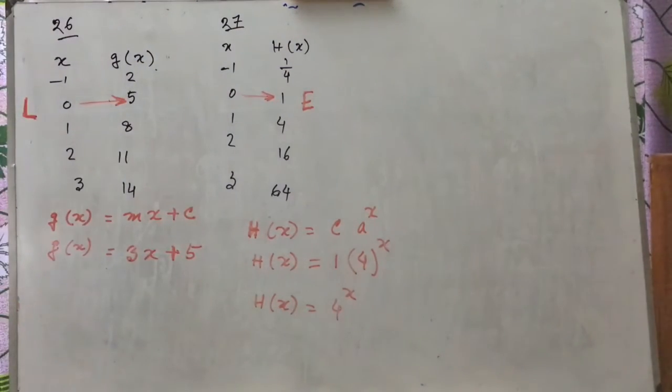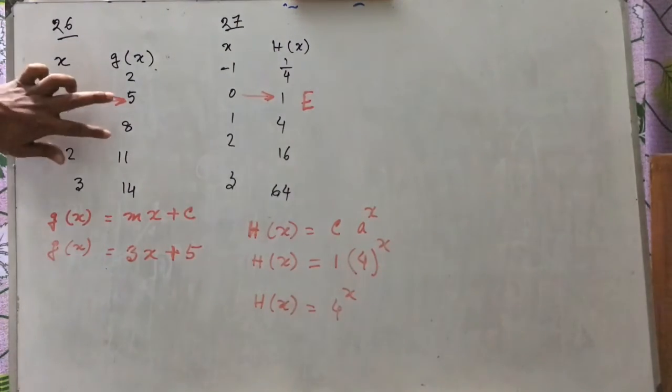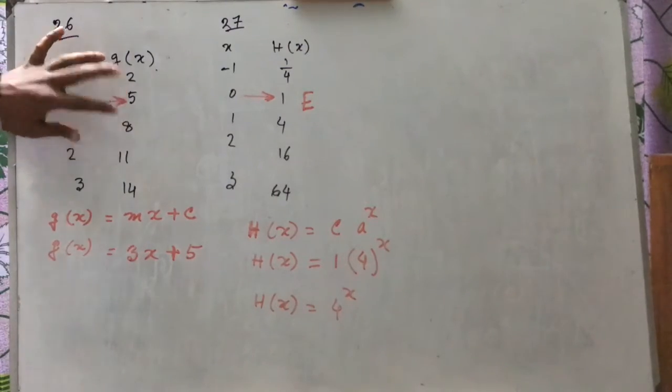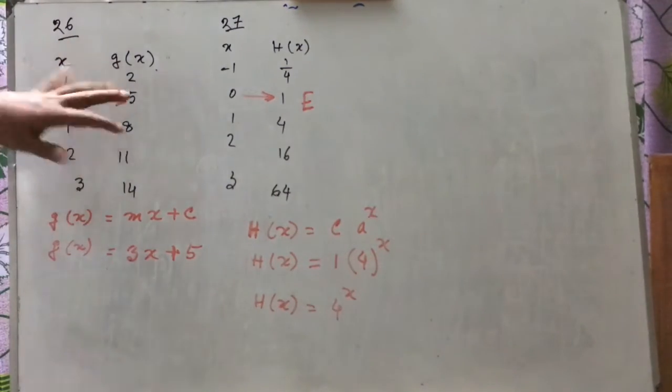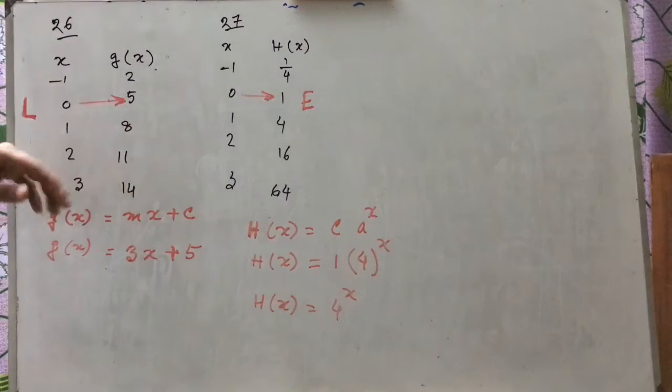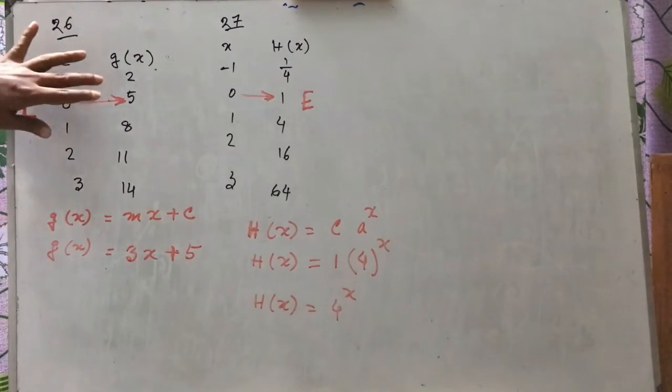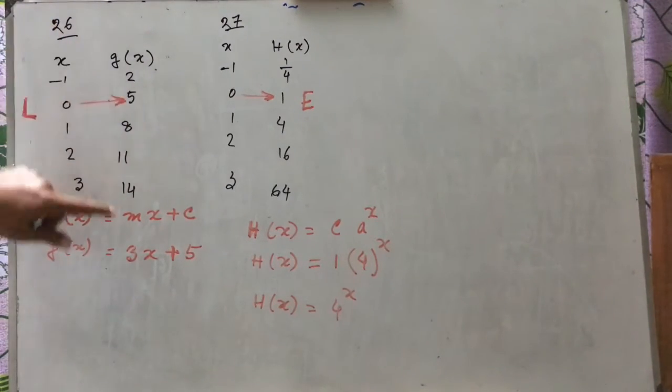So this is how we get the answer. First of all, we have to check if it is linear or exponential. Linear will come if you see the difference is the same number. In this case, it is 3. In another method, it will be some other number. So it can be a different thing also. If the difference is the same, then it is linear.